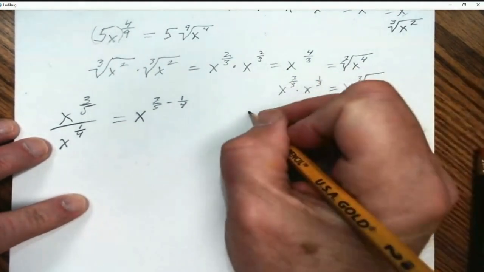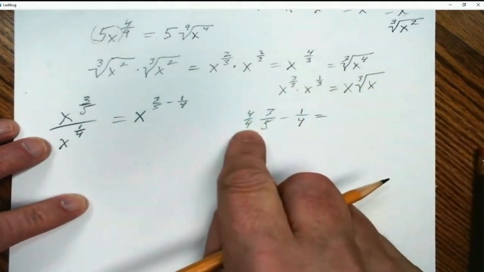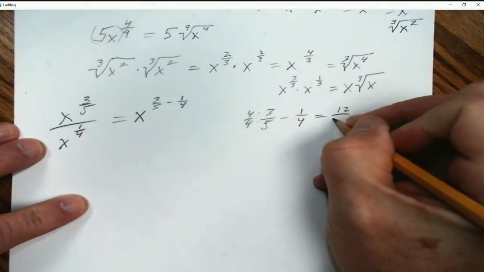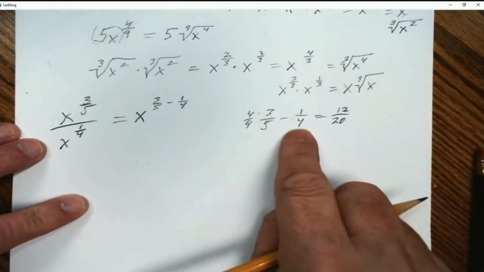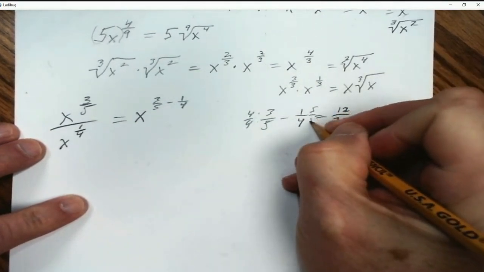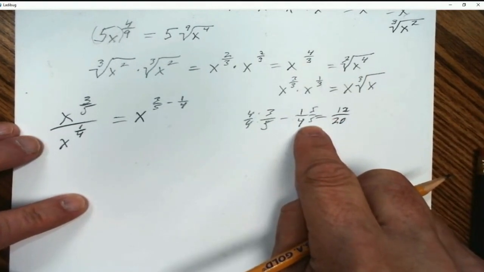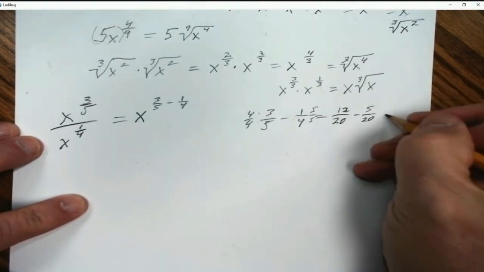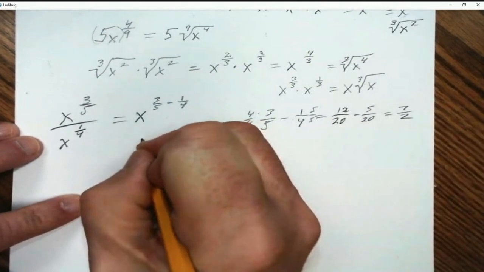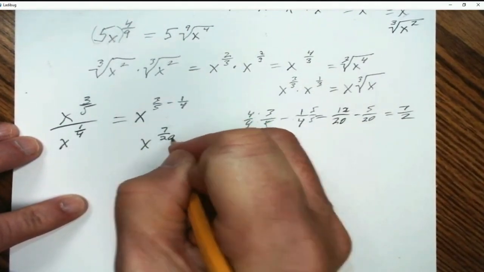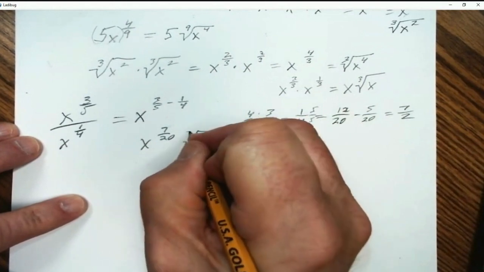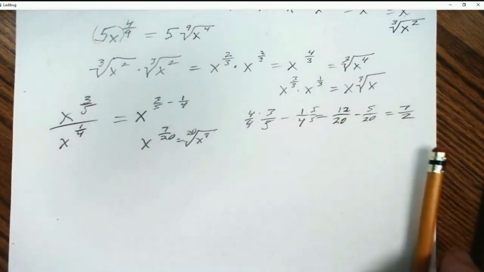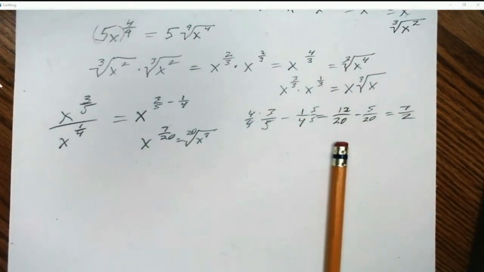So if we multiply this times 4 over 4, that's just multiplying by 1, right? That would be the same as 12 twentieths. This would multiply by 5 over 5. That's another way of multiplying by 1. So that'd be minus 5 twentieths. So this is 7 twentieths. So this would be x to the 7 twentieths. Or if they wanted it as a radical, that'd be the 20th root of x to the 7th. We'll see which one of those is our choices. Either it's an exponent or a radical.